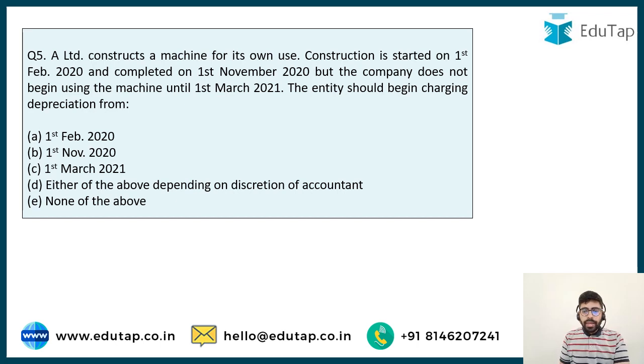And now moving on to the next question. A Limited constructs a machine for its own use. Construction is started on 1st Feb 2020 and completed on 1st November 2020, but the company does not begin using the machine until 1st March 2021. The entity should begin charging depreciation from. So depreciation ka charge kab se shuru hona chahiye, ye hamse pooch rahe hain. Options are 1st Feb 2020, 1st November 2020, 1st March 2021, either of the above depending on discretion of the accountant, or none of the above.